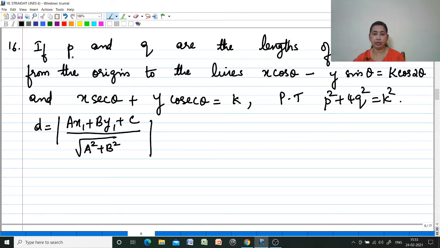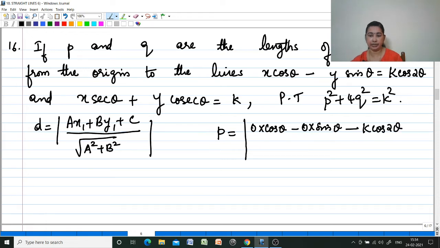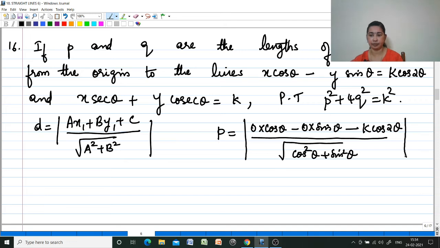So now if P is the length of the perpendicular from the origin to the line, P can be written as modulus of, since it is from the origin, x and y we can take as 0, 0 into cos theta minus 0 into sin theta minus k cos 2 theta divided by root of cos square theta plus sin square theta. And that is equal to, this all becomes 0, remaining k cos 2 theta. P is equal to k cos 2 theta divided by 1, that is k cos 2 theta.